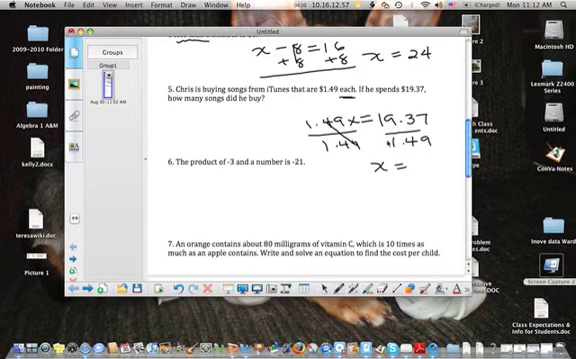And I believe $1.49 goes into 1937 13 times. He can buy 13 songs with that much money. Product, keyword. Product means multiply.